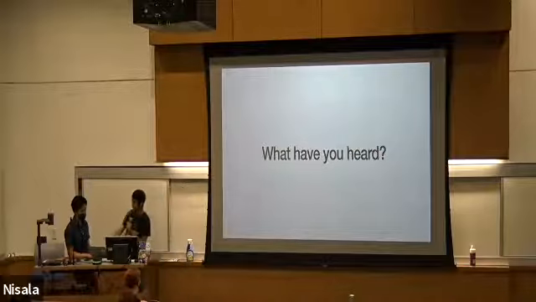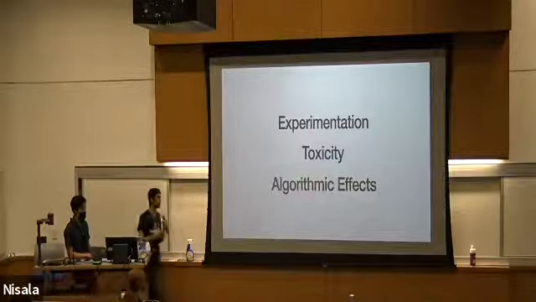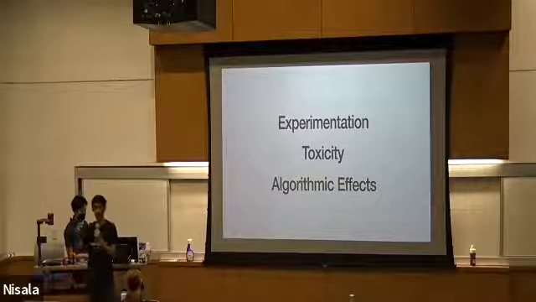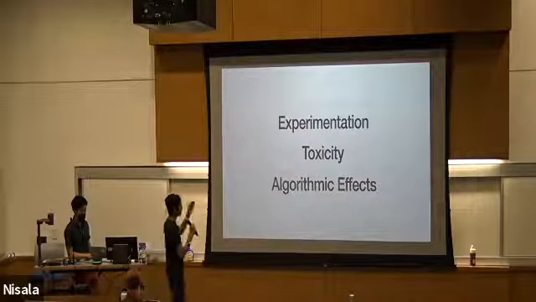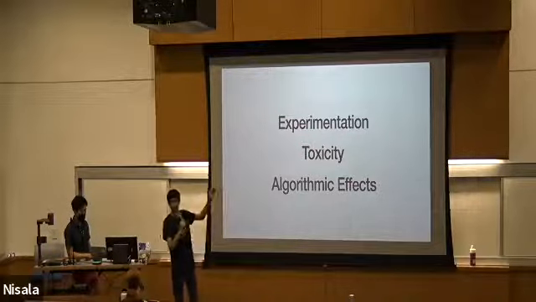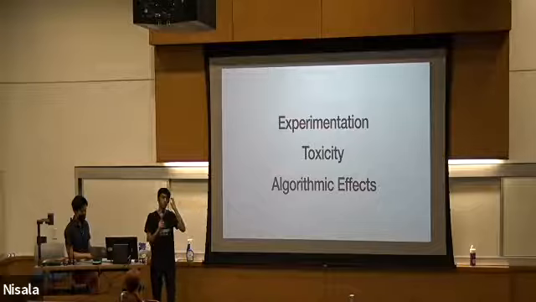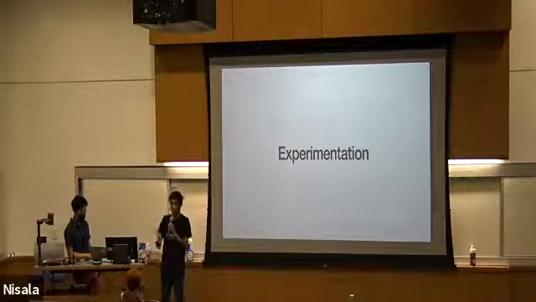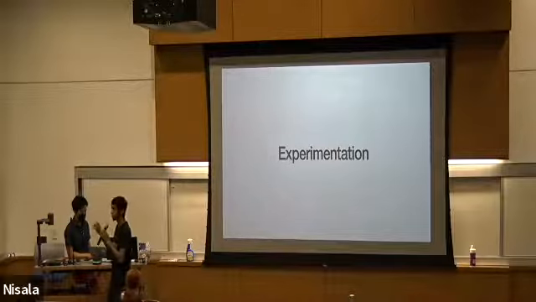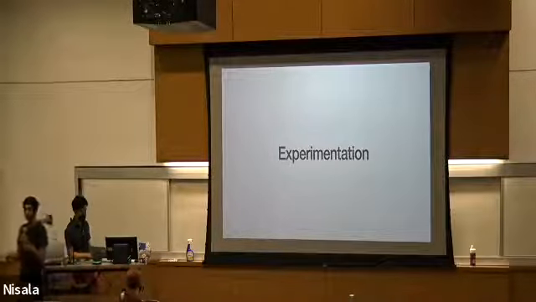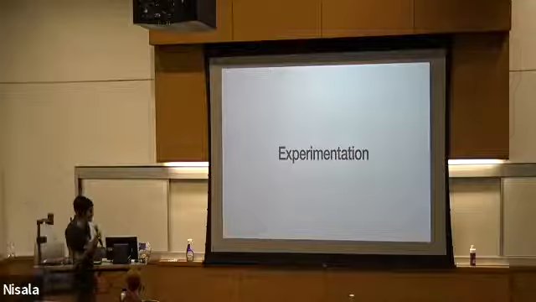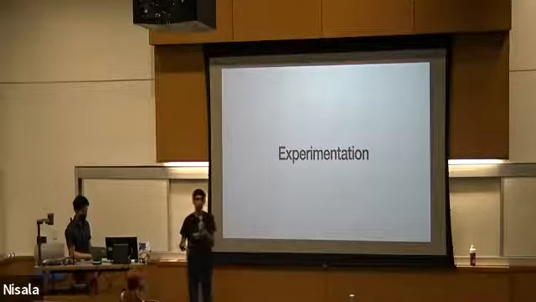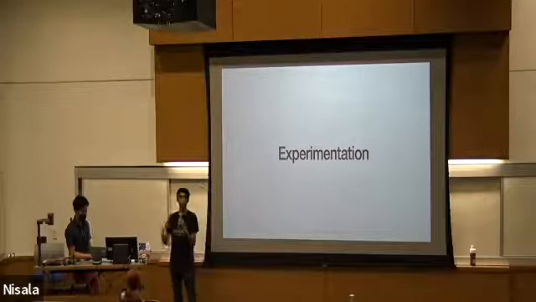We don't know yet. But we're going to be talking about three big issues with Facebook, three main ethical areas: experimentation, toxicity, and algorithmic effects. We're going to start with experimentation, and we're going to start off easy. It's going to be hard to believe when you see what we're talking about. But this is experimentation that Facebook has told us about, experimentation that we know about because Facebook told us they've been doing it on their users.